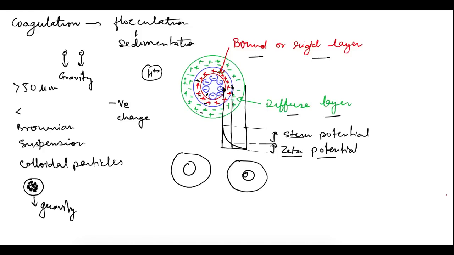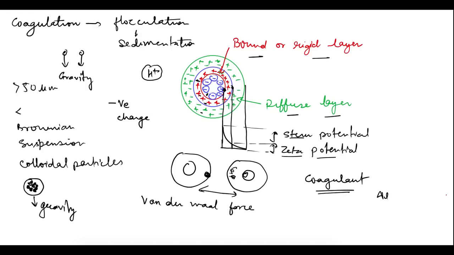Now if the size has increased, the particles cannot come in contact with each other. The force of attraction which exists between these particles is the van der Waals force, and this force is only effective if the particles are very close. Unless this diffuse layer is removed, these two particles cannot come in contact with each other. So for the removal of this diffuse layer, we use a chemical which we call a coagulant. What is the purpose of this coagulant?